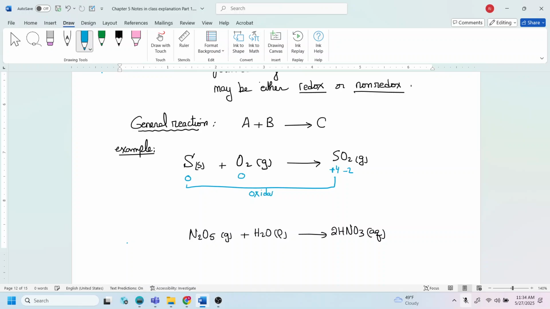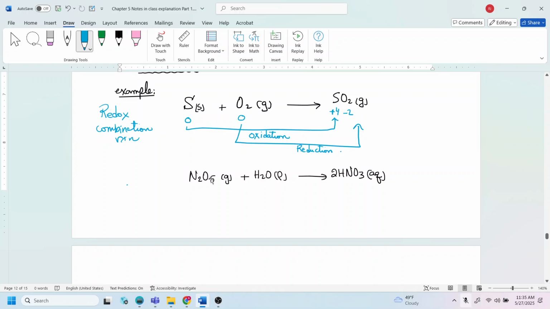So this is going to be oxidation. And oxygen is going from 0 to -2, then this is going to be gaining. So this is going to be a reduction. So if I ask you what is our reducing agent, our reducing agent here is going to be the sulfur, and the oxidizing agent is going to be the oxygen. This is an example of a redox combination reaction.